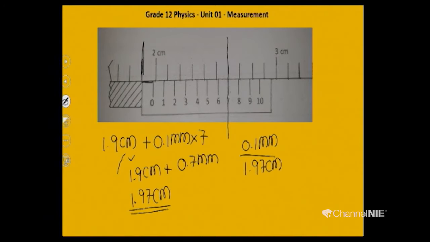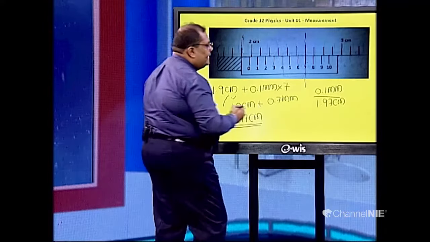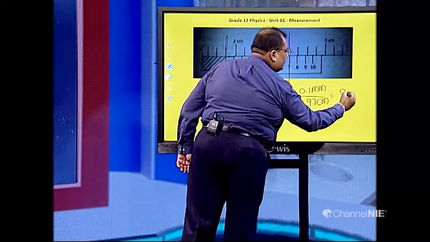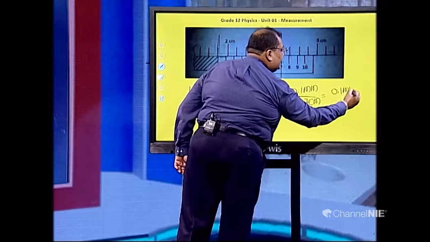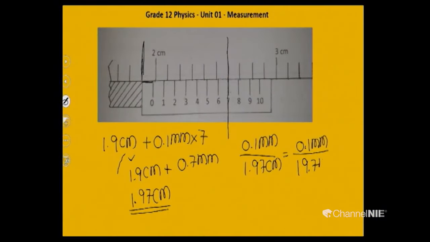centimeters, but actually both should be in the same units to divide that. Therefore, I can write this as 0.1 millimeters divided by 19.7 millimeters. That means the fractional error is 1 over 197. Then this is how we use verniers to minimize the fractional error.